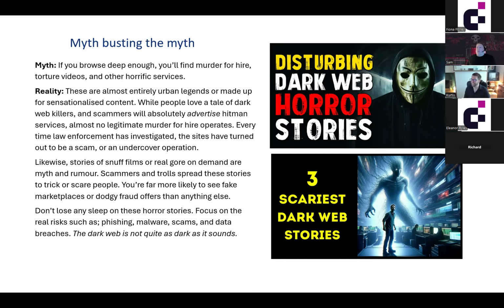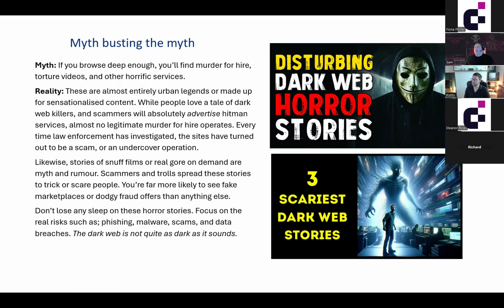But the myth is, if you browse deep enough, you will find murder for hire, torture videos, and horrific services. And the truth is, these are almost entirely urban legends or made up for sensationalized content. While people do love things like this, it's just like in real life. There are terrible things on the darknet, of course there is, exactly as there is in real life as well. But most of these are absolutely fake.